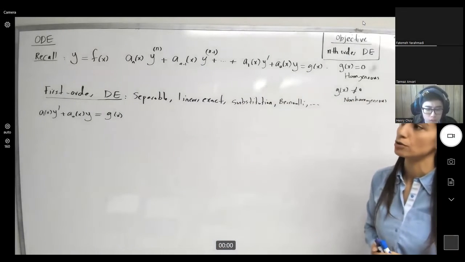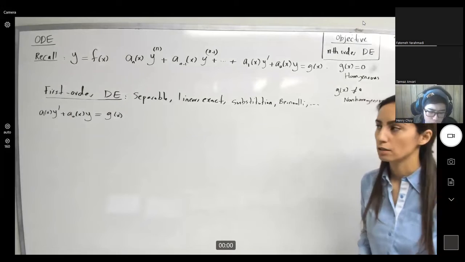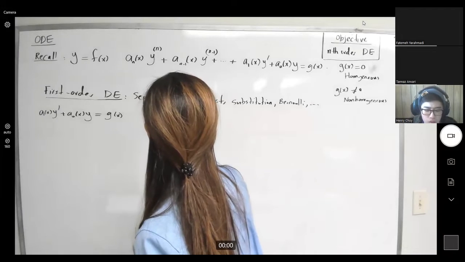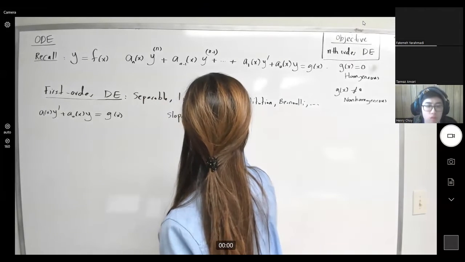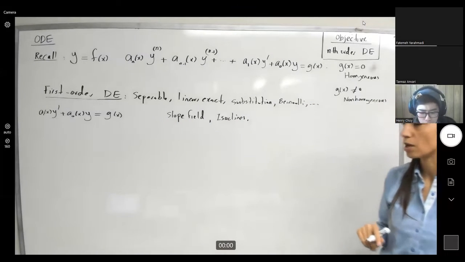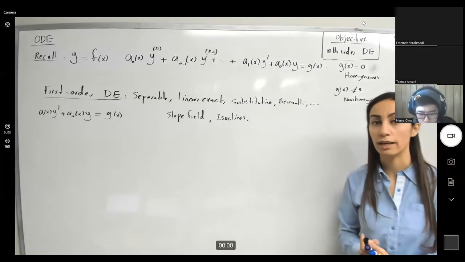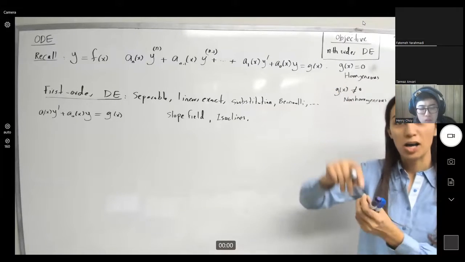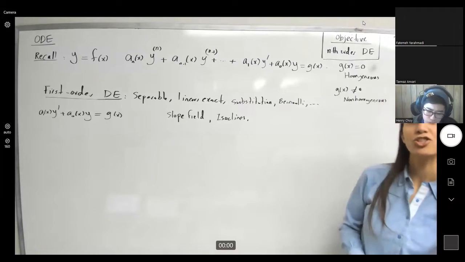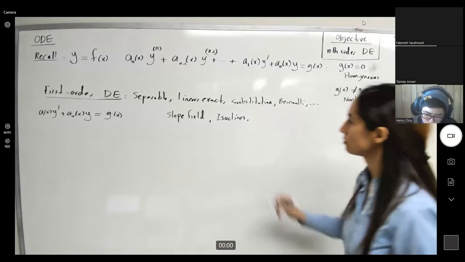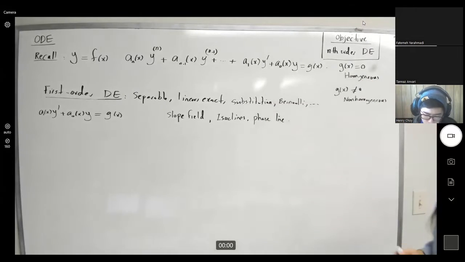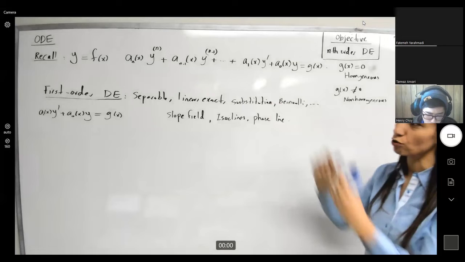We also learned how to graph and visualize the differential equation using either slope fields or isoclines. We also talked about the discussion in our homework about autonomous differential equations and how we use the phase line to analyze the behavior of the equilibrium, or stationary, or critical points on the phase line. Okay, so we're done with first order differential equations.